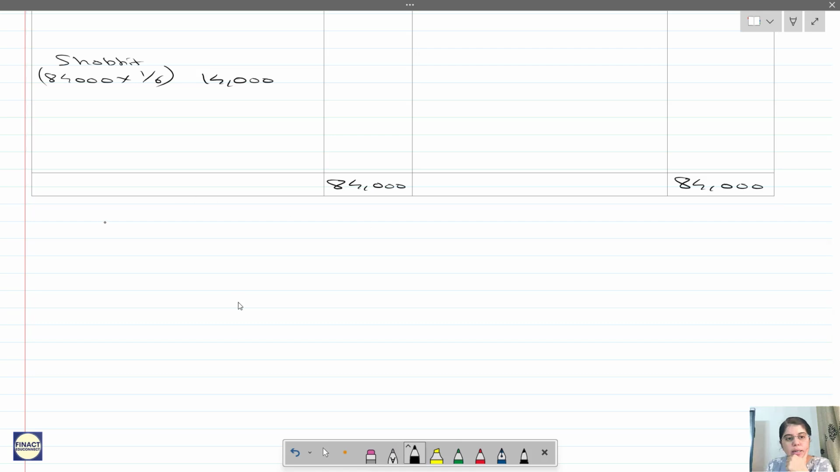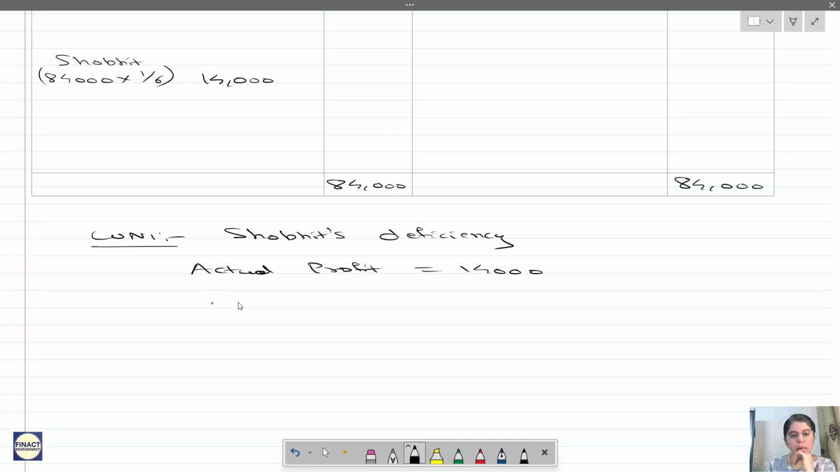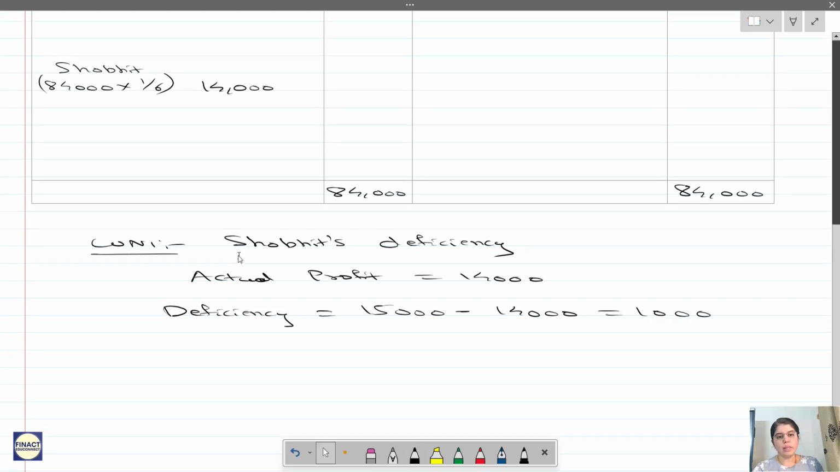Let us calculate that. So working note number 1. Shobit's deficiency. Actual profit is 14,000 and guaranteed profit is 15,000. So how much is the deficiency? Deficiency is 15,000, guaranteed profit, minus 14,000. So you get 1,000. Now this 1,000 deficiency, how will they bear?